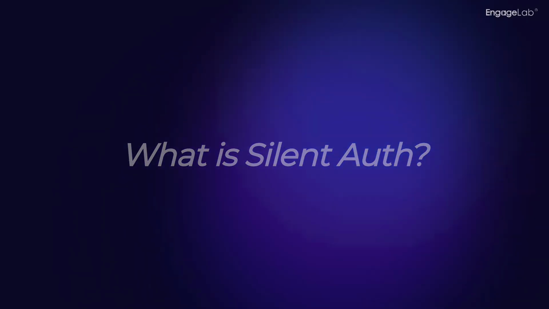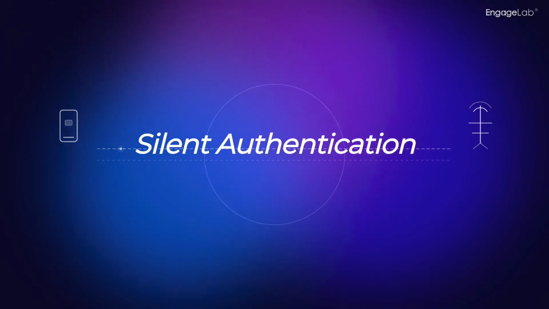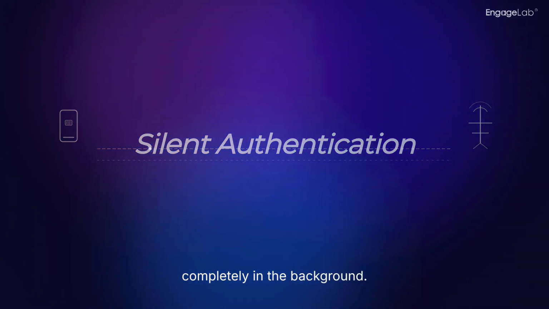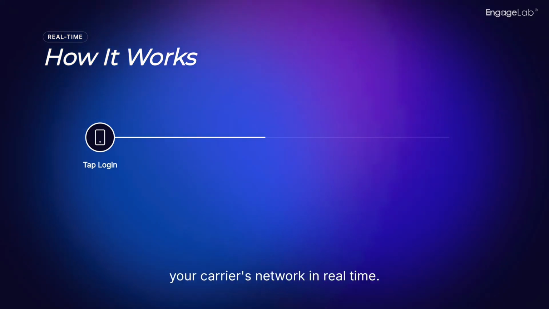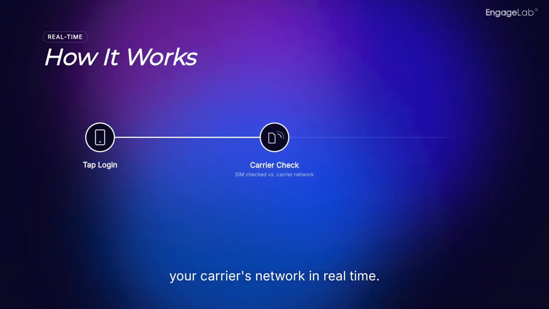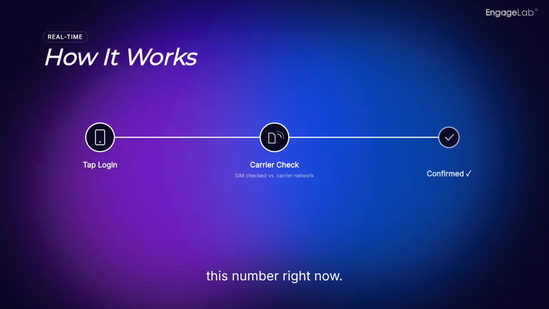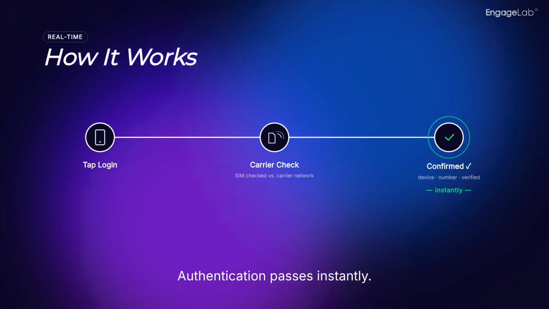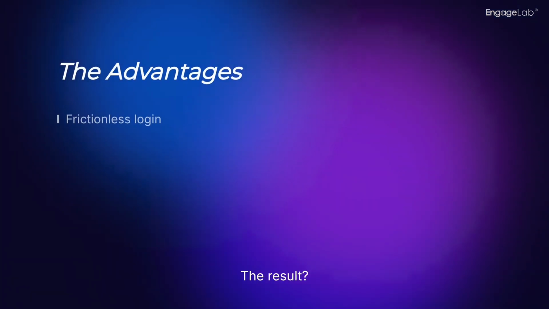What is Silent Auth? Silent authentication verifies your identity using your mobile network, completely in the background. When you tap Login, your app silently checks your SIM against your carrier's network in real time. The carrier confirms, yes, this device, this number, right now. Authentication passes instantly.